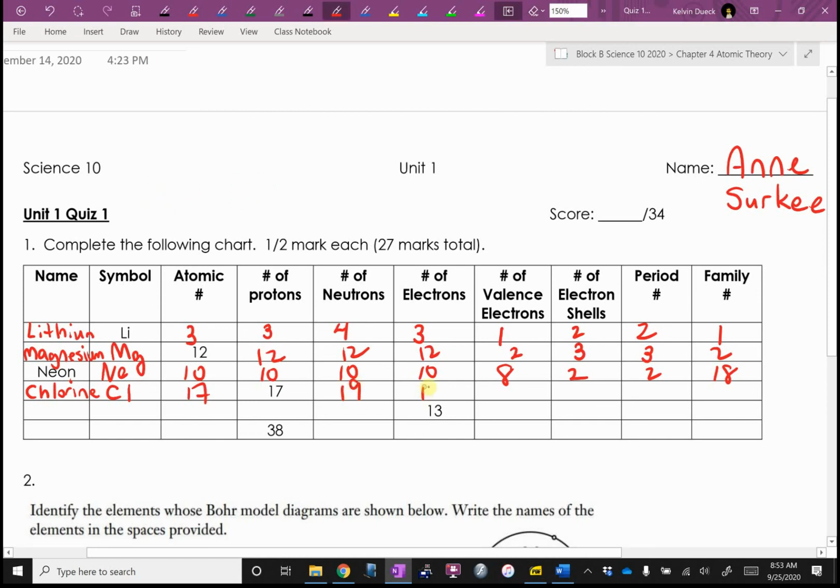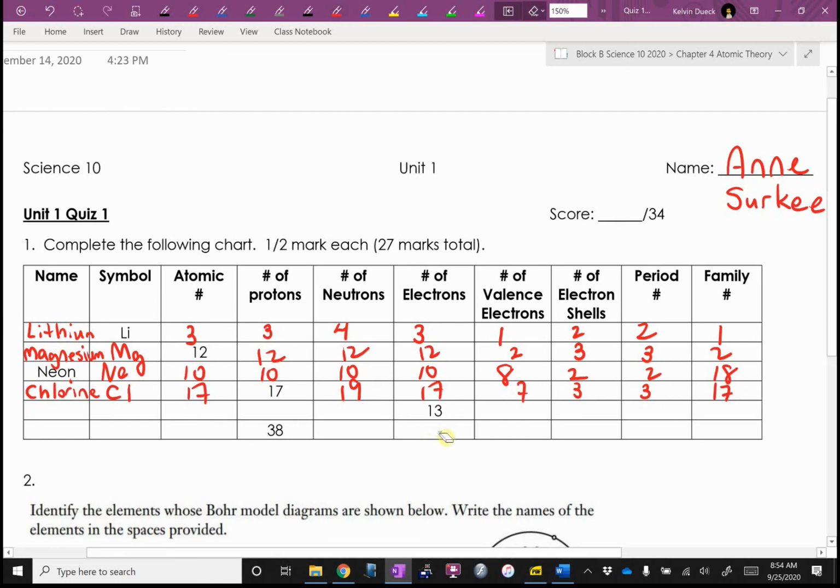Number of electrons, 17. Number of valence electrons, is it 7? Number of electron shells, is it third row down? So it's in the third period, and it's in family 17. That one I have memorized because it's a halogen.